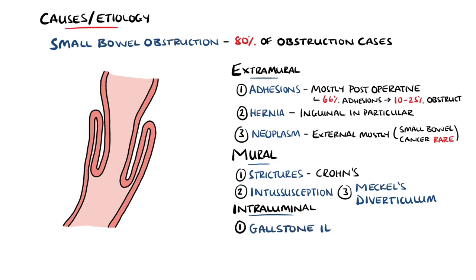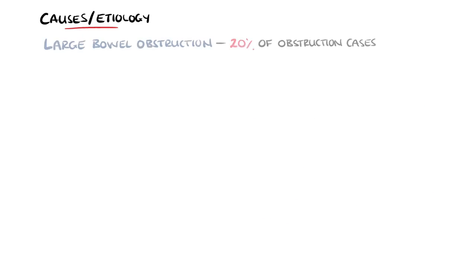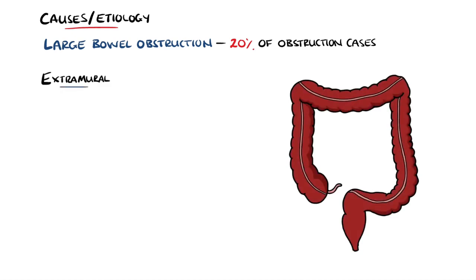Intraluminal causes include a gallstone ileus, where a larger gallstone may pass into the intestine via a fistula between the gallbladder and the intestine. Ingested foreign bodies may also cause an intraluminal small bowel obstruction. Large bowel obstructions make up around 20% of mechanical obstructions.